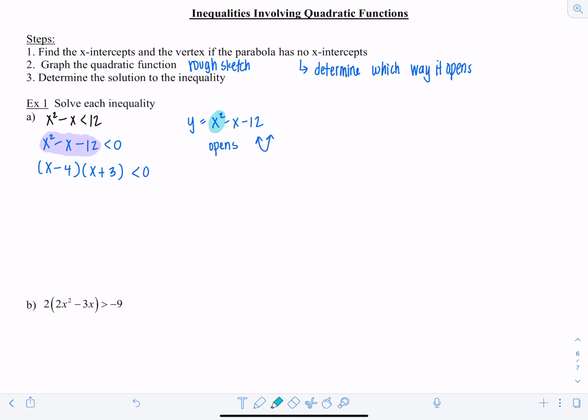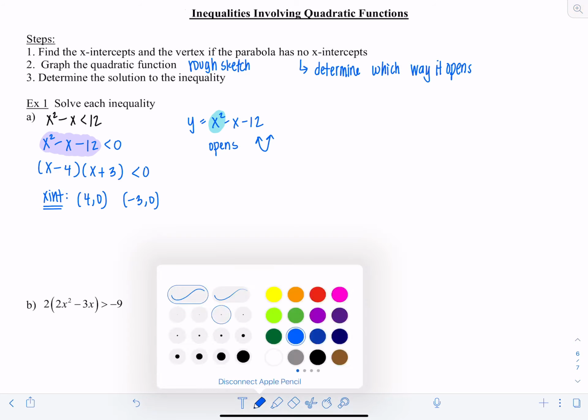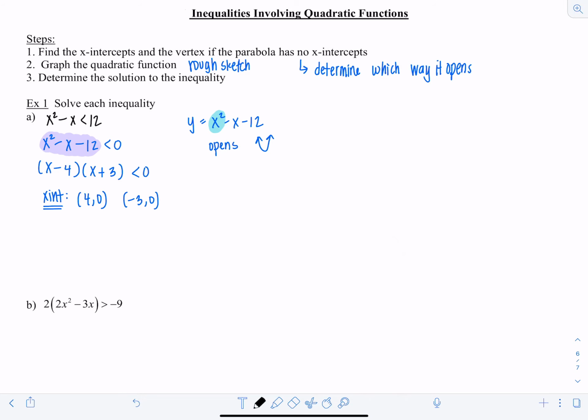And then I can see here, now that it's in factored form, what the x-intercepts are. The x-intercepts are going to be at (4, 0) and (-3, 0). Always write your intercepts as ordered pairs. Now from here, you're going to graph, but you don't have to do this full-blown graph. You just really need the x-axis. Okay, so here's your x-axis. You're going to put the x-intercepts on there. So (-3, 0), (4, 0).